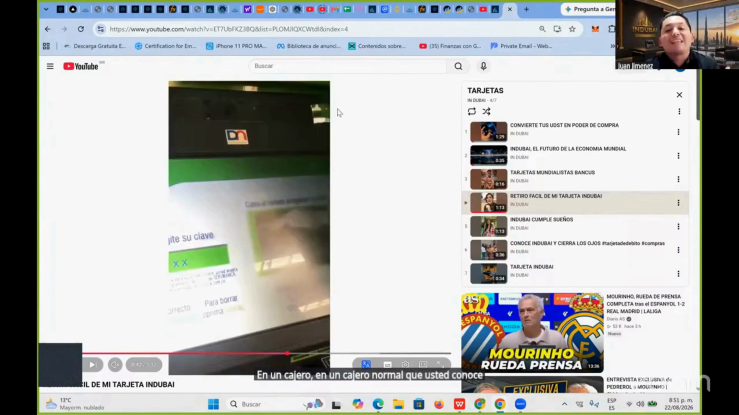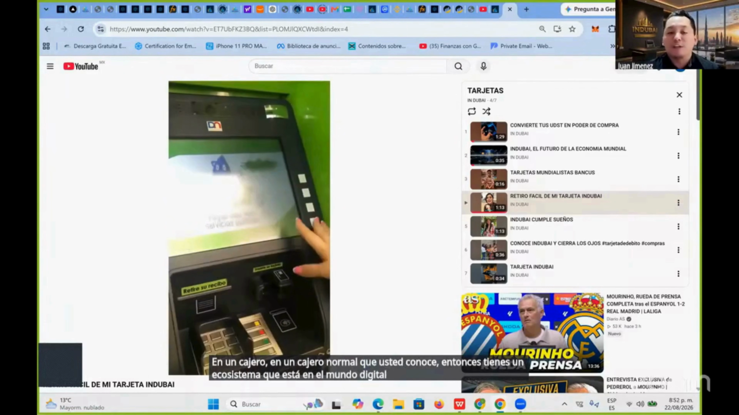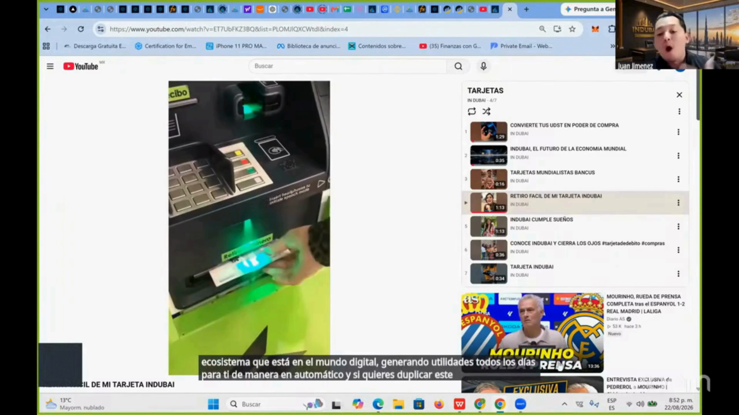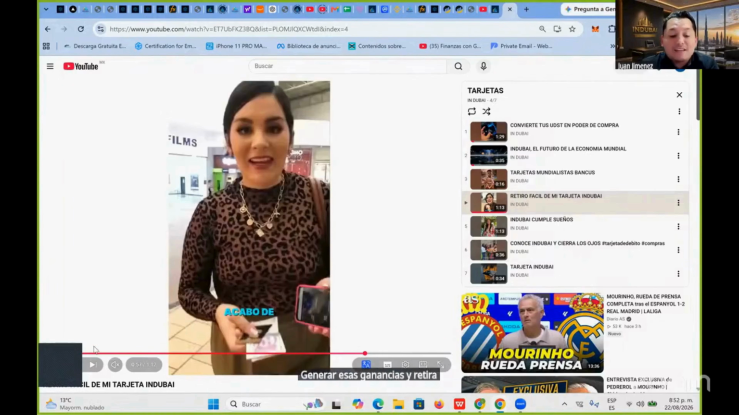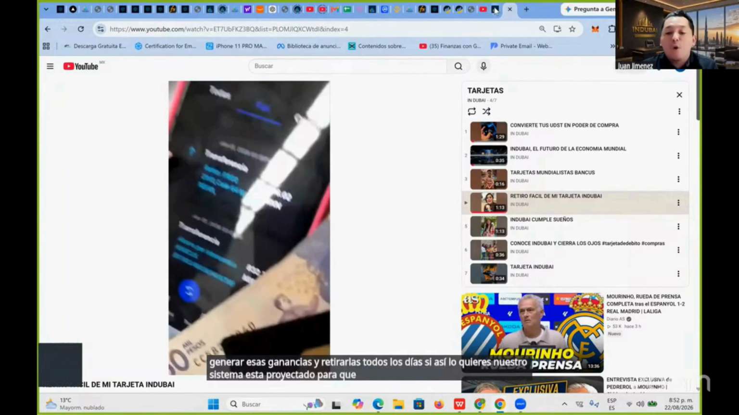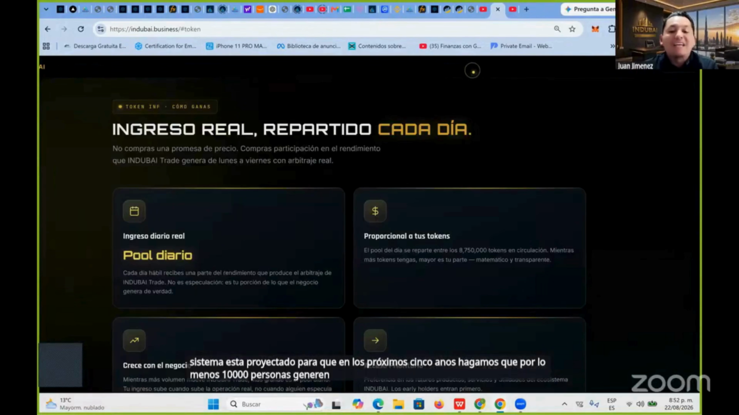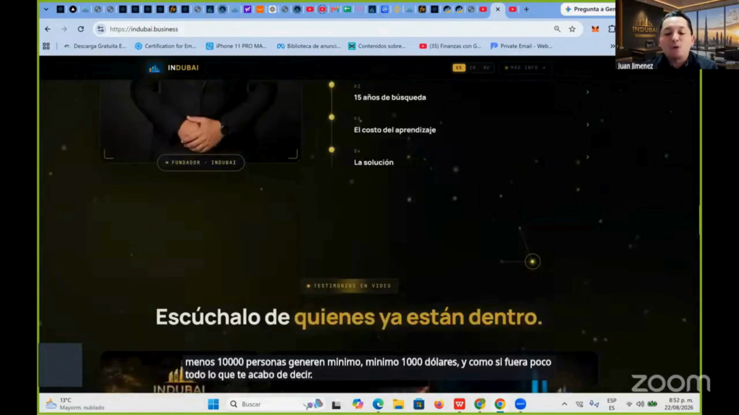So you have an ecosystem that is in the digital world, generating profits for you every day automatically. And if you want to duplicate this business, you can take it to more people and generate those earnings and withdraw them every day if you want to. Our system is projected so that in the next 5 years, we will have at least 10,000 people generating a minimum of $10,000.